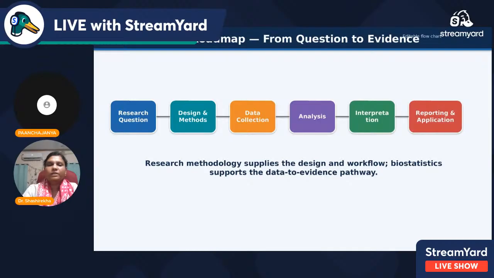So here, this is how the research goes. Whenever we are taking up research, this is how the research methodology workflow will be. First is the research question. We have to frame the research question. So what is the research question?